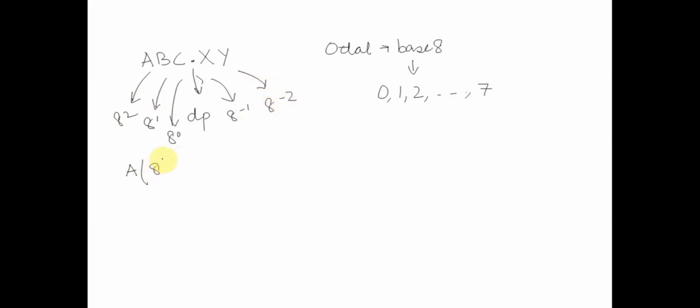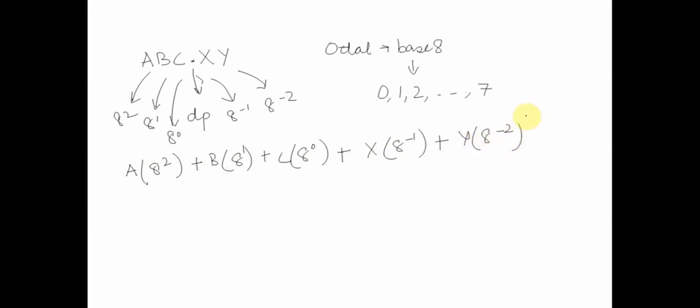So a into 8 square plus b into 8 plus c into 8 raised to power 0, plus x into 8 raised to power minus 1 plus y into 8 raised to power minus 2. So this will be the conversion of octal number system into decimal number system, which will be nothing but 64a plus 8b plus c plus x by 8 plus y by 64. Correct?